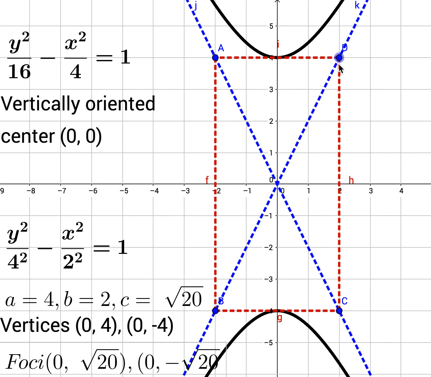So I can find the rise over run, which is 4 over 2. So 4 over 2 as my slope. This way I can find my asymptotes are going to be y equals positive 2x, y equals negative 2x.